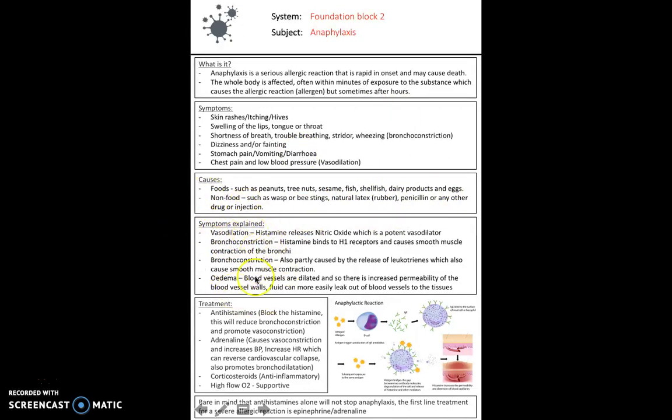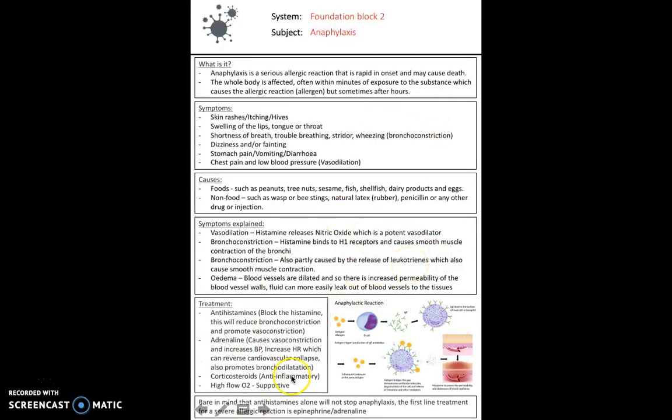So the symptoms, very briefly explained: vasodilation occurs because histamine releases nitric oxide, which is a potent vasodilator, and bronchoconstriction occurs because histamine binds to H1 receptors. There's also more pathophysiology behind bronchoconstriction in the release of leukotrienes, and as well edema is caused by the blood vessels being dilated, permeability of the blood vessel walls, and therefore fluid leaks out to the tissues.